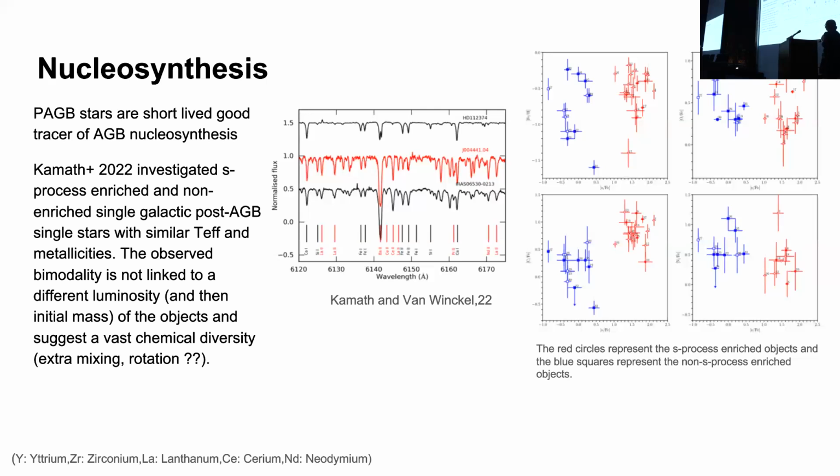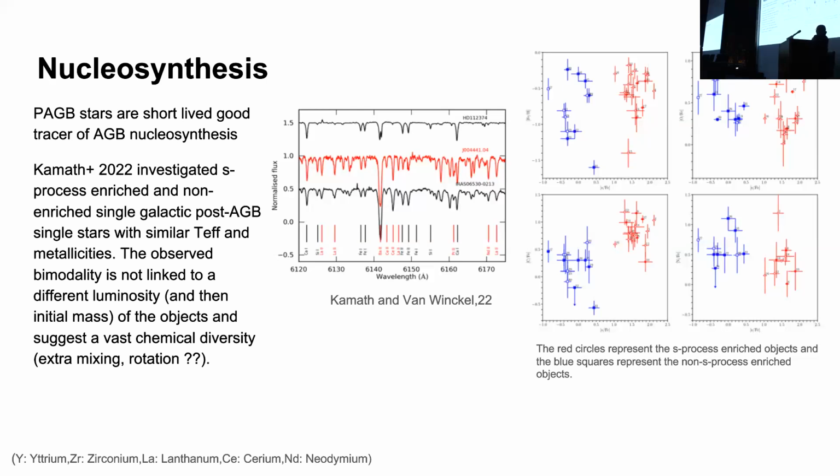So something that they were also looking for is the bimodality that they found. Here in blue, you have all the objects which are non-S-process enriched, and in red, the S-process enriched objects. They were always seeing that bimodality, and they were wondering, where does it come from? Is it linked to the fact that those objects have different luminosities? And if they have different luminosity, that means that they have different initial masses.